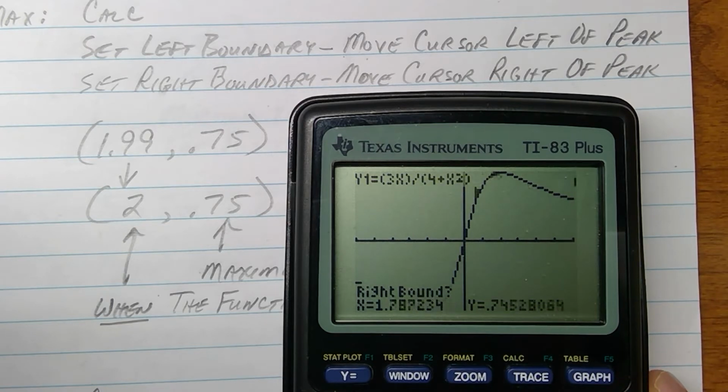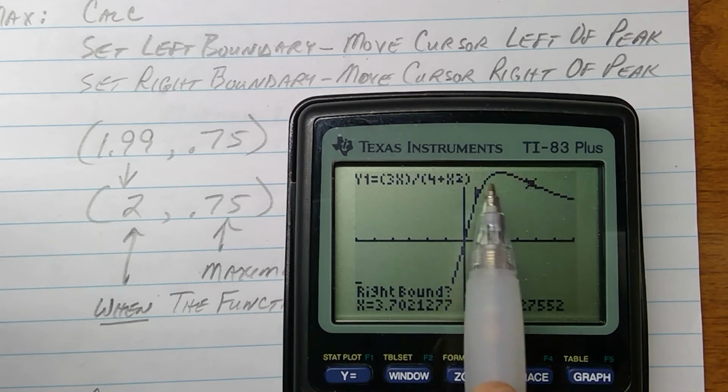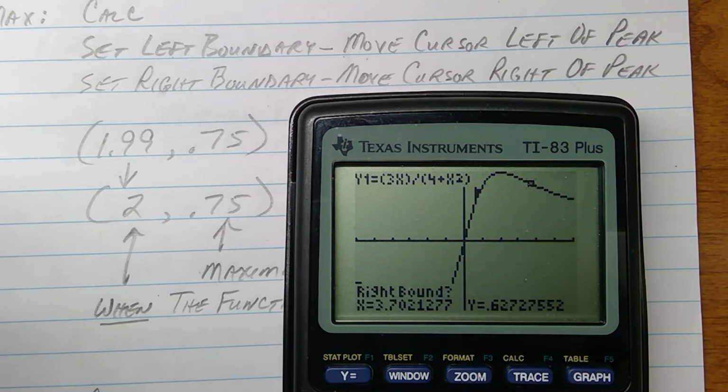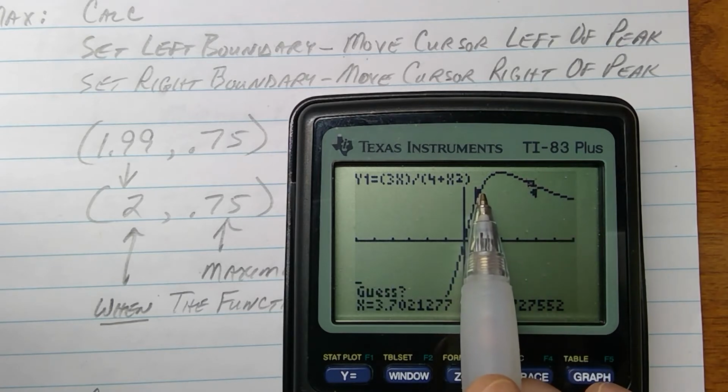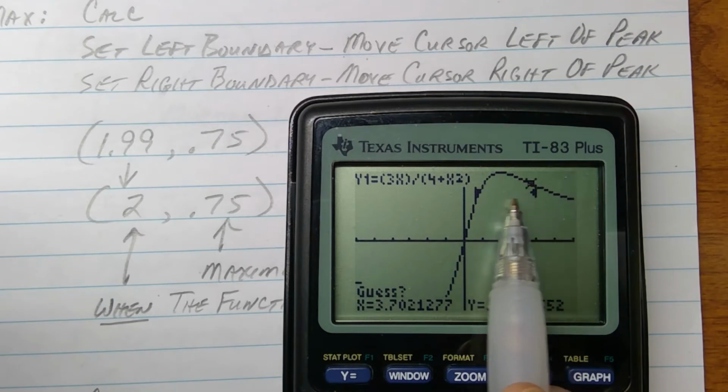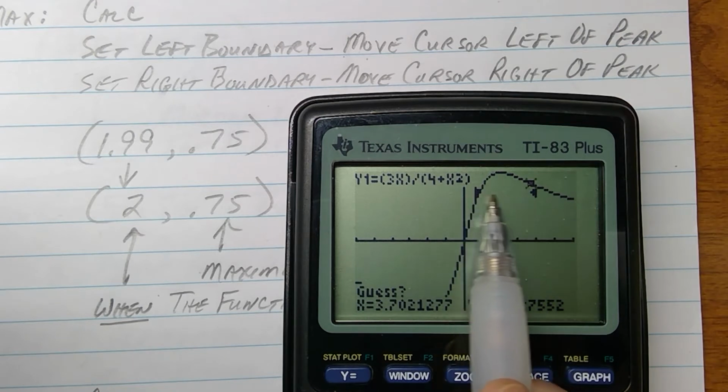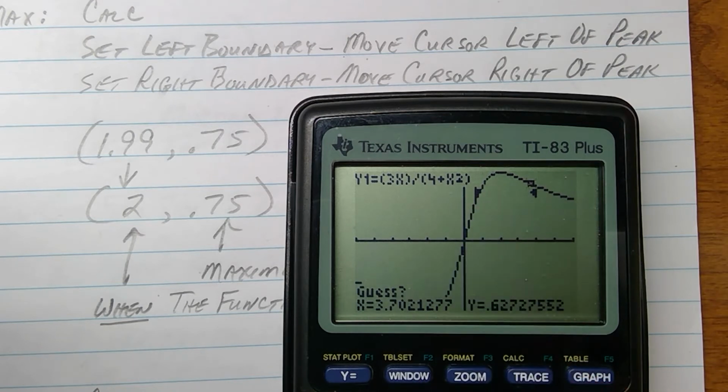All right, I'm going to move back to the top of the peak, and now it wants me to set a right boundary. So I need to go to the right 5 or 10 or 15 steps. Just make sure that you're clearly on the right side of the peak and press enter. And there's my two fences, my left boundary and my right boundary. As soon as I press enter again, it's going to look in between there and find the high point, the max. It's asking me to guess. I never guess. I just press enter a third time.